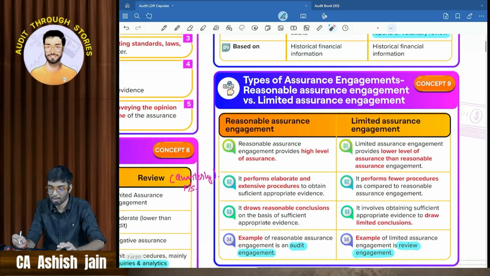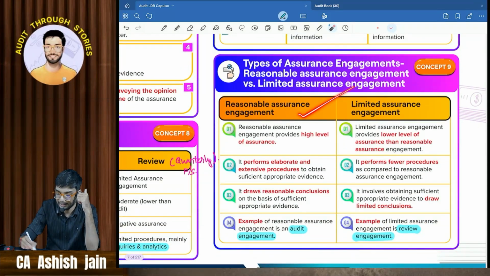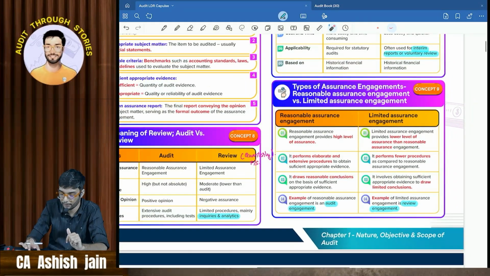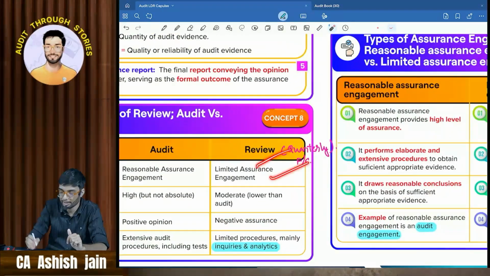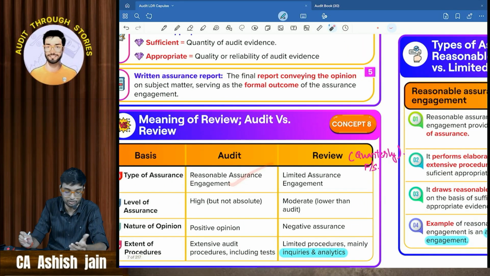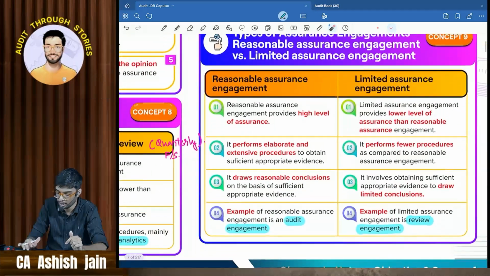Then comes the type of assurance engagement: one is reasonable assurance and the other is limited assurance. Just now we saw that review gives a limited assurance report, whereas audit gives you a reasonable assurance report. This is an example of an audit engagement, and a limited assurance engagement is an example of a review engagement. A reasonable assurance engagement provides a higher level of assurance, whereas a limited assurance engagement provides a lower level of assurance than reasonable assurance.